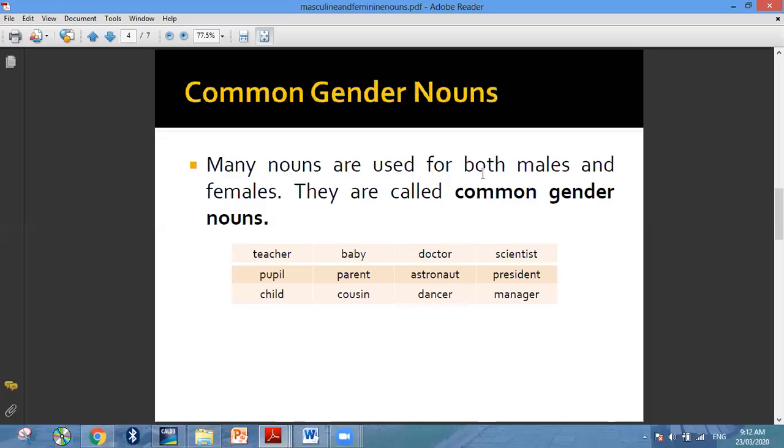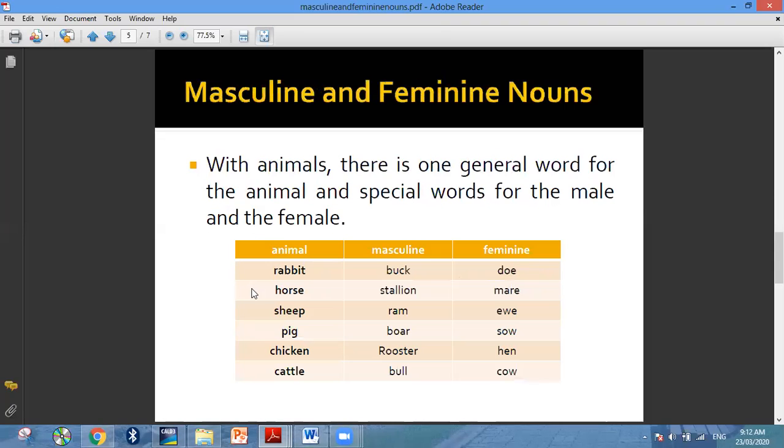Many nouns are used for both males and females. Again, a lot of nouns in English can be used for males and females. They are called the common gender nouns, like teacher, which can be used for both, pupil, child, baby, parent, cousin, doctor, astronaut, dancer, scientist, president, and manager. These words are called the common gender nouns, meaning they can be used for both males and females.